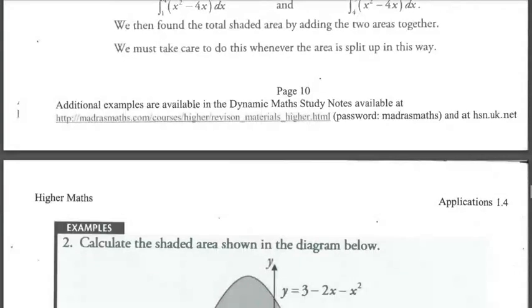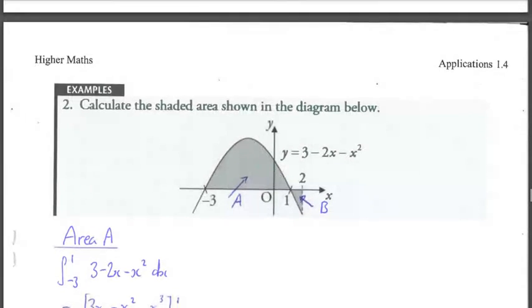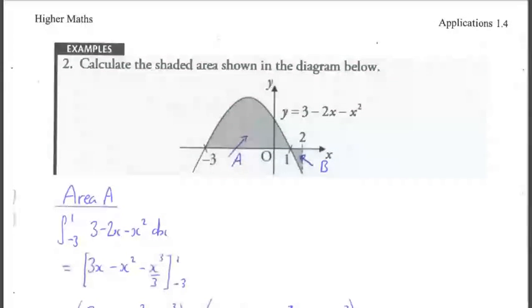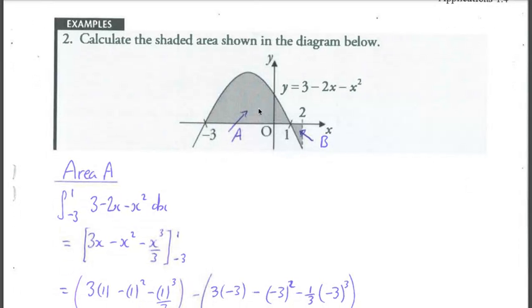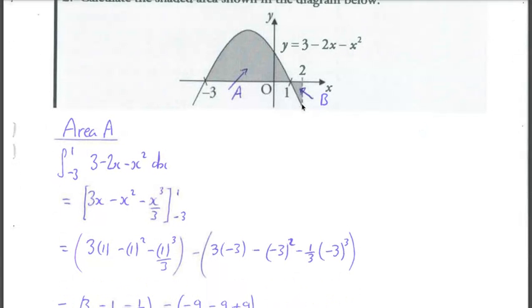So let's have a look at an example where we do that. Calculate the shaded area shown in the diagram below. So again, we've got part above, part below the x-axis. So we'd find area A first. So we'd integrate 3 minus 2x minus x squared between -3 and 1. And then the same function between 1 and 2 to find the area below the x-axis.